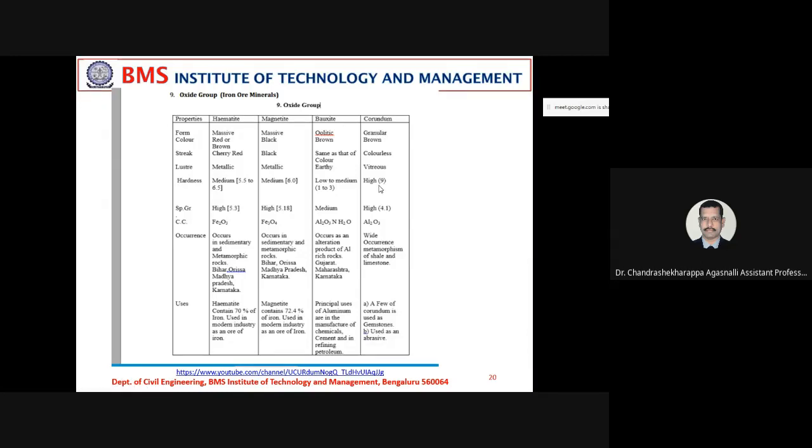The next one is the diamond. Diamond is the hardest mineral in the world, and talc is the softest mineral. So corundum's hardness is 9, and specific gravity is very high for this. Chemical composition is aluminum oxide. It occurs in metamorphic rocks, through metamorphism of shales and limestones. Generally we use this corundum as gemstone quality material, and also for the manufacturing of abrasive materials.